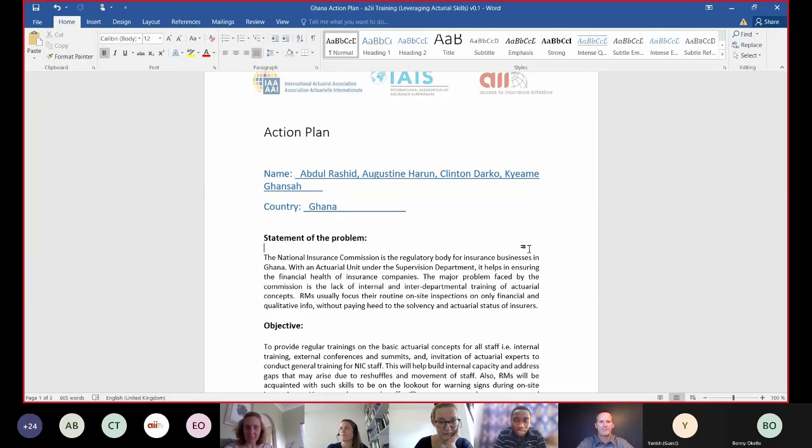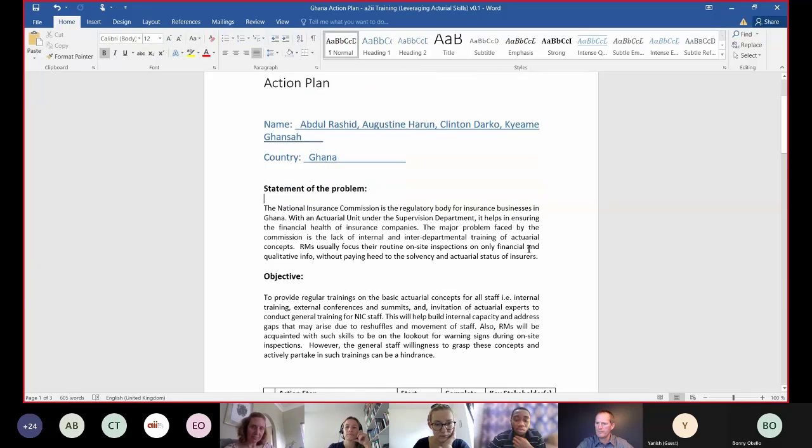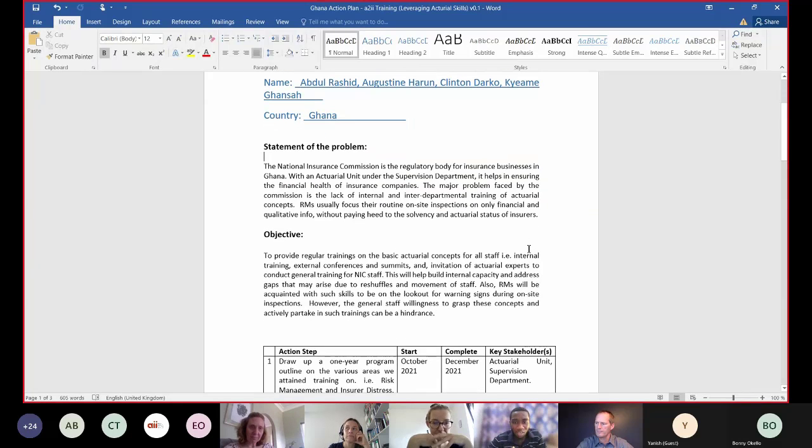So this action plan was developed by Abdul, Harun, Clinton, and Chiami, the 4 participants from Ghana. The statement of problem is actually centered on the lack of understanding on basic actuarial concepts and how RMs could actually expound on the actuarial valuation report and financial condition report, which are submitted by the actuaries of the respective insurers. So our basic objective is we want to leverage on the skills that we've acquired during this training. That's quite synonymous with the theme for this whole training, leveraging actuarial skills. So we are also leveraging on the skills and expertise acquired during this training.